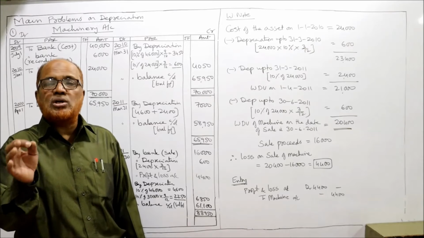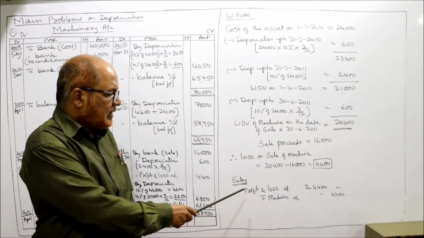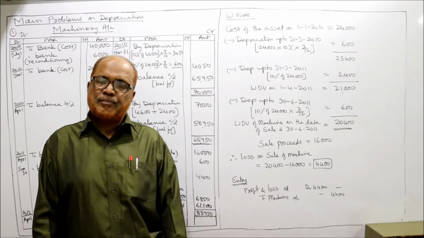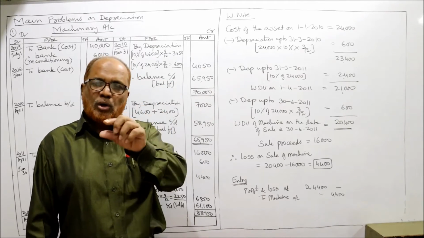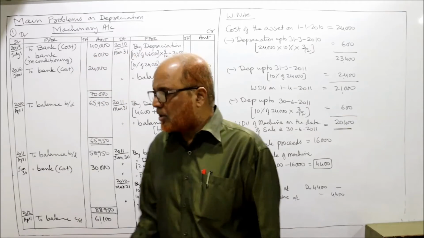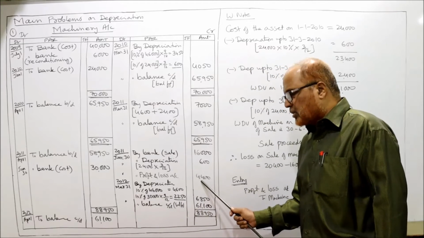4,400 rupees is the loss on sale. So what is the entry for loss on sale? Here I have written profit and loss account debit to machinery account. So machinery account is credited by profit and loss account. So here I have taken by profit and loss account 4,400.